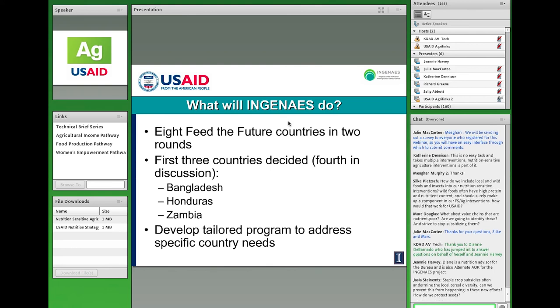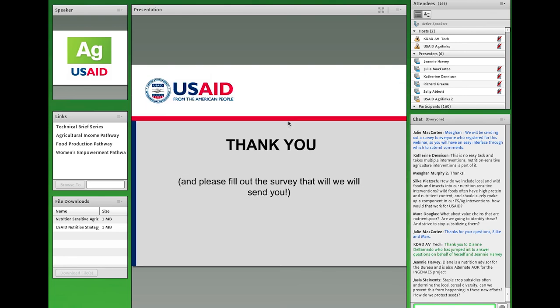The way that missions can apply for this is we send out a survey link and they fill that out, and then we also look at landscape analyses and so forth and find out where we feel we can have the biggest impact. And each country context will determine the final set of activities that take place. And I think that about covers it. There's also a new Ingenious website which we'll send around and you can learn more.